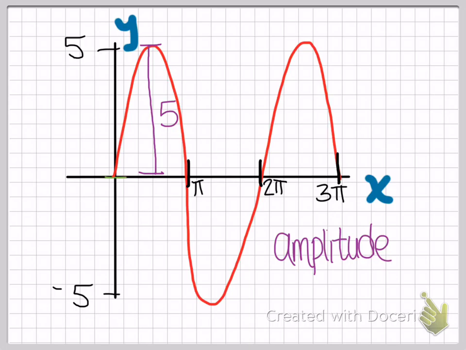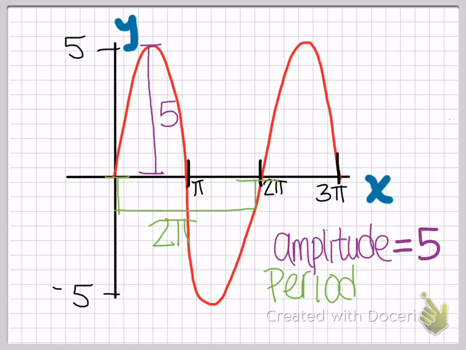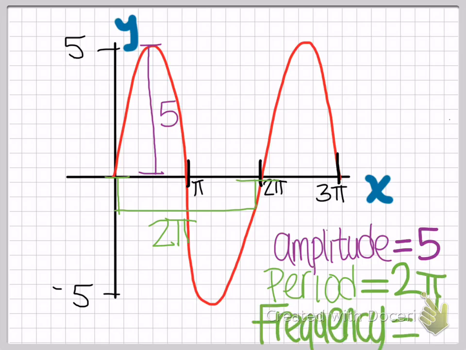The amplitude of a wave is defined as the distance between the axis or center of the wave to the top of the wave. This sine wave has an amplitude of 5. Another characteristic of a wave is its period. To find the period of a wave, you find the distance between two corresponding points on the wave. This wave has a period of 2 pi.